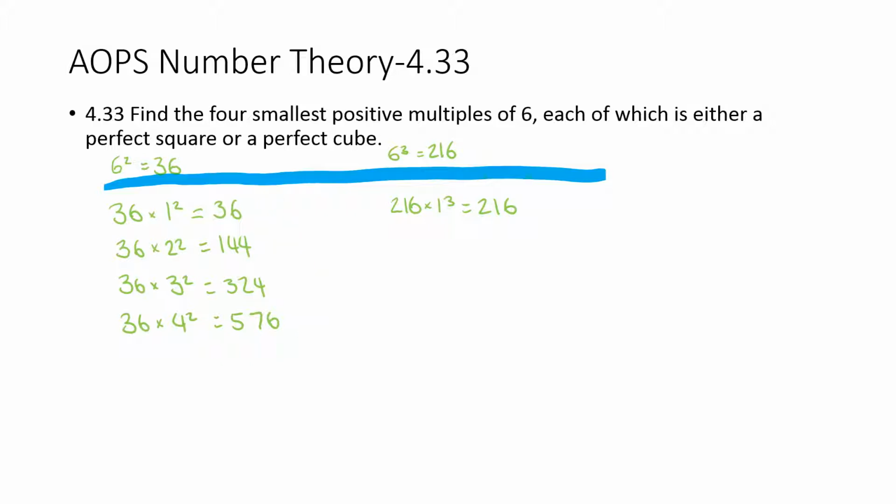And then 216 times 2 cubed is 1728, so it's bigger than any of these, so it won't be part of the smallest 4. So the smallest 4 would be 36, 144, 324, and 216.